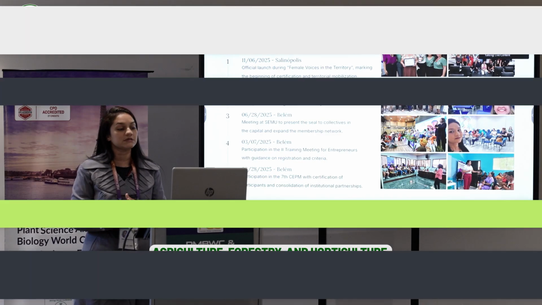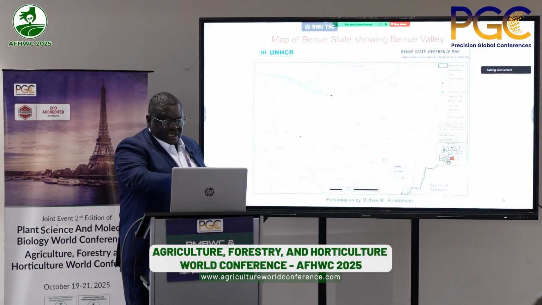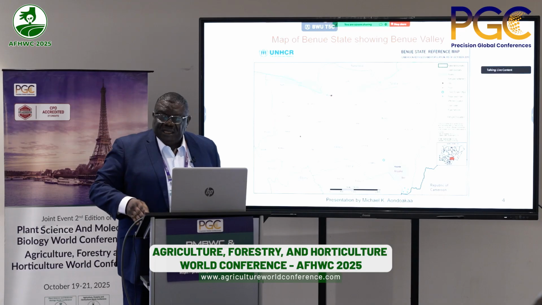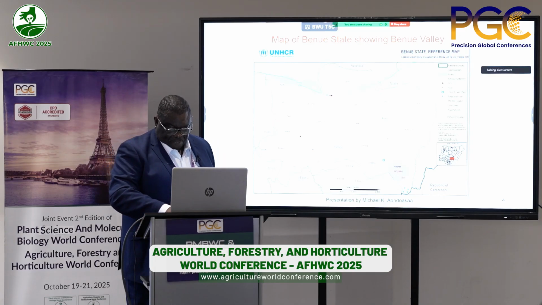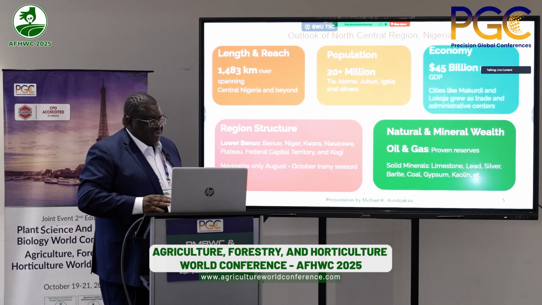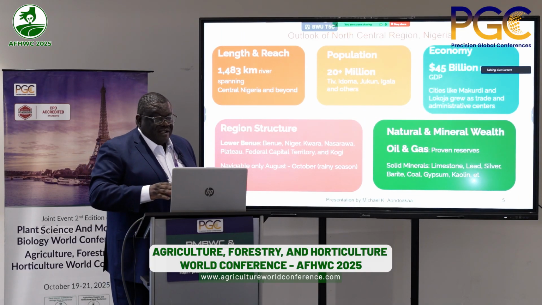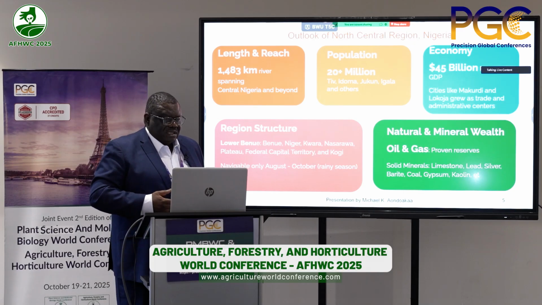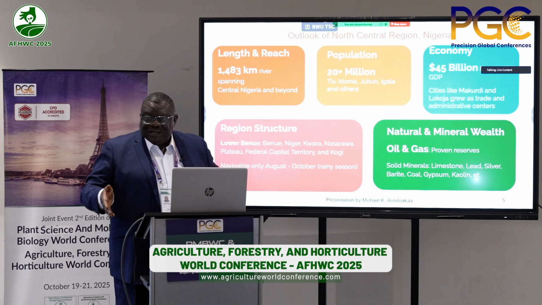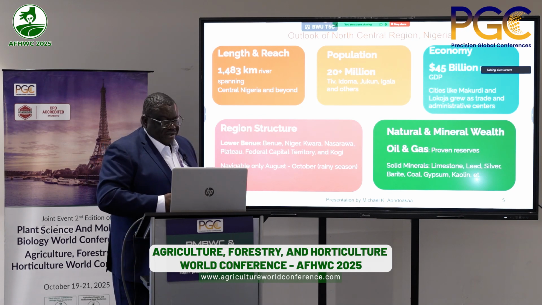The main issue is the big river that spans through the Benue Valley, which is the North Central region. If you look at the outlook of the North Central region, and the length of the river that spans it, the length is 1,483 kilometers. So the banks of it become the most fertile area for agri production in Nigeria.